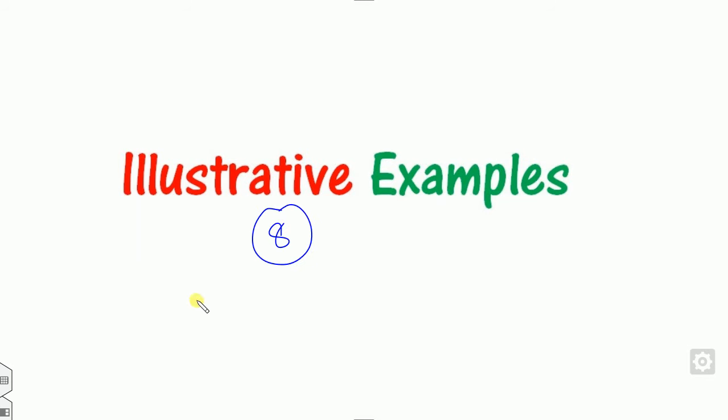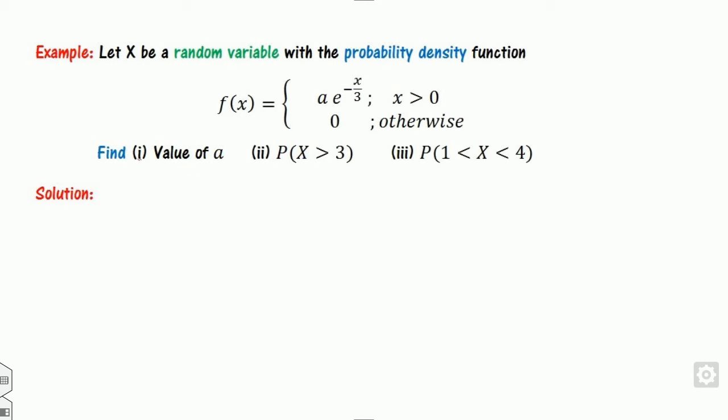So let's discuss some 8 examples in this video. So look at the first example. Let X be a random variable with the probability density function. So this is my PDF, and this is there. So firstly you have to find the value of a.